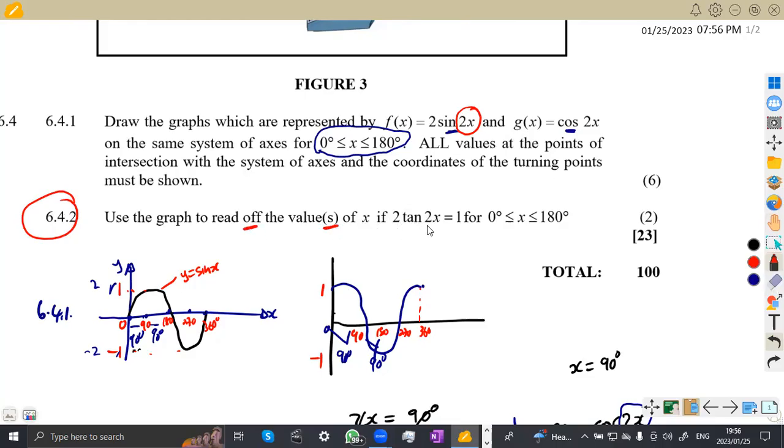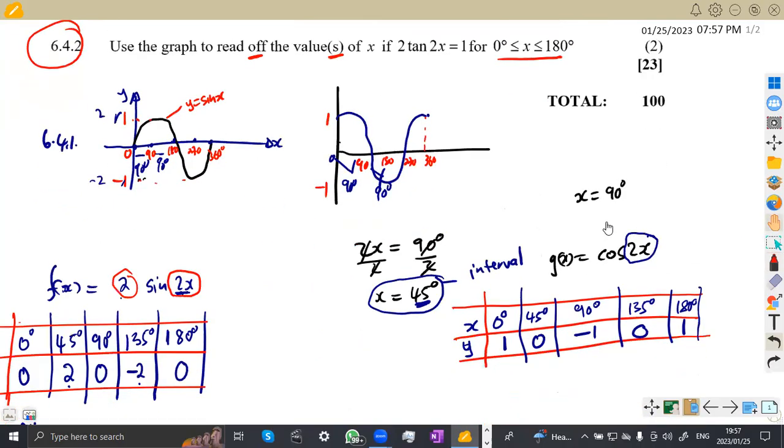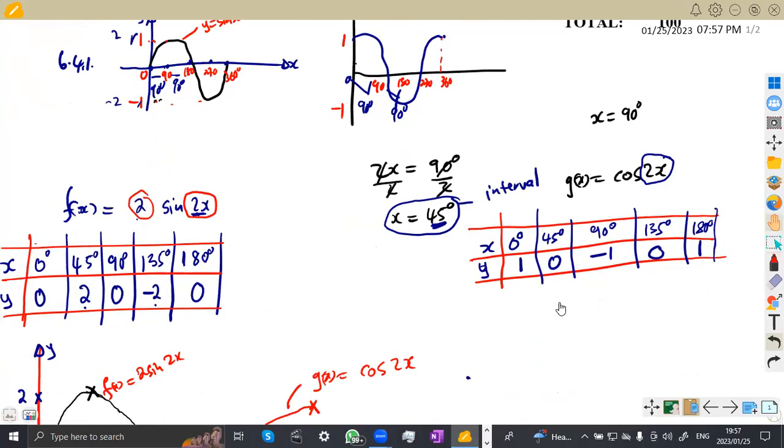Okay, if 2 tan x is equal to -1 from 0 to 180. Okay, if 2 tan 2x is equal to 1. What actually happened here for us to obtain 2 tan 2x is equal to 1? I want you to see something here.